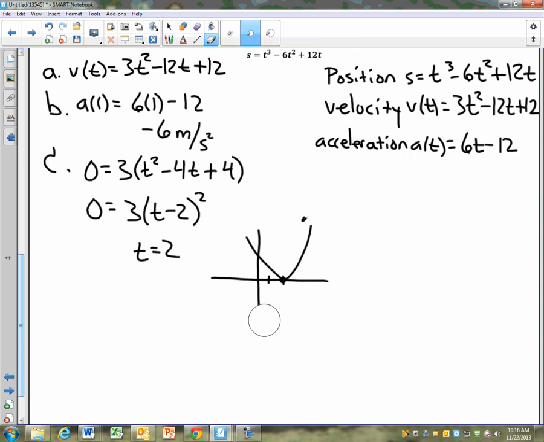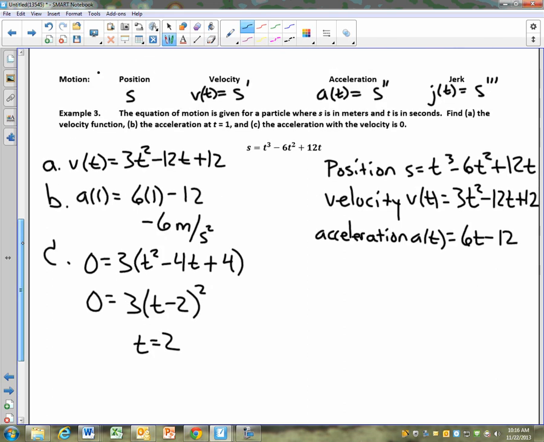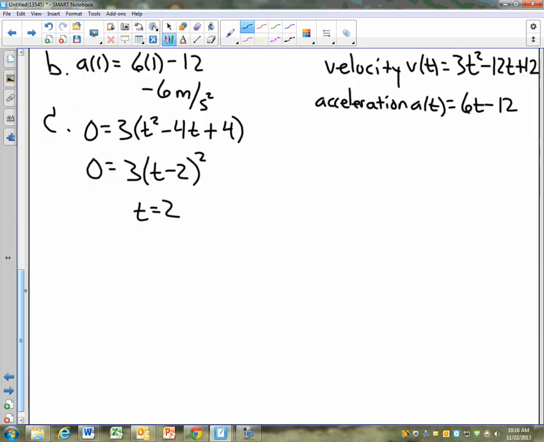So now we have that. We only have one time when the velocity is 0. The question is, what is the acceleration with the velocity equal to 0? It's not always going to be that way, but yes. So we say a of 2 is equal to 6 times 2 minus 12, which is 0 meters per second squared. That's not always the case, okay?